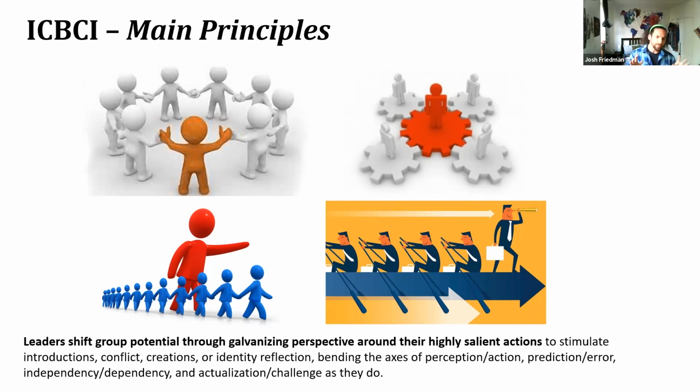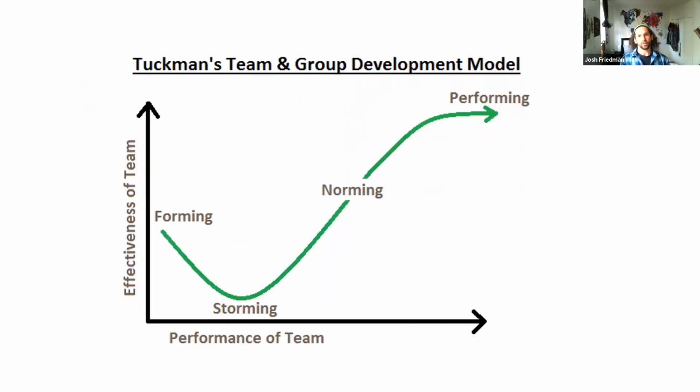So just to get some background and a bit of a baseline, what does group development look like? Well, since 1965, the dominant model has been that groups go through 4 processes, basically.